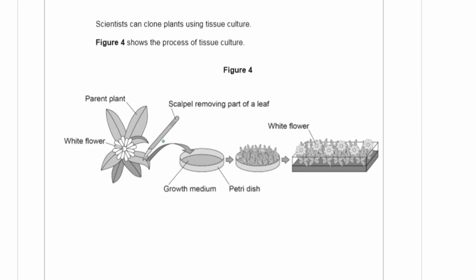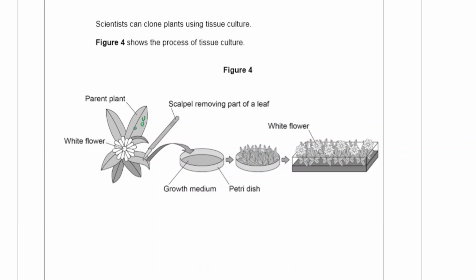So you have the parent plant with a white flower. You take a scalpel, which is a knife, removing part of it. You remove a small section of the leaf and you put it in the growth medium, and it starts growing roots, and each of those pieces of leaf that you put in the growth medium will start to grow into a different plant. Eventually, if you repot them, you would have the entire thing growing white flowers. The reason they're all white flowers is because it's literally coming from the same plant.